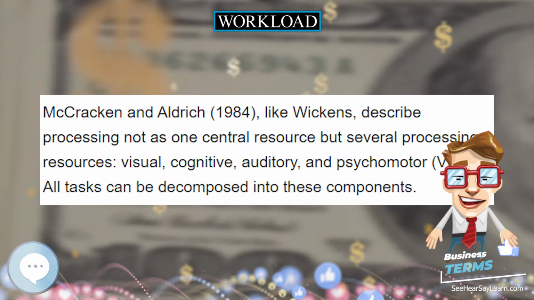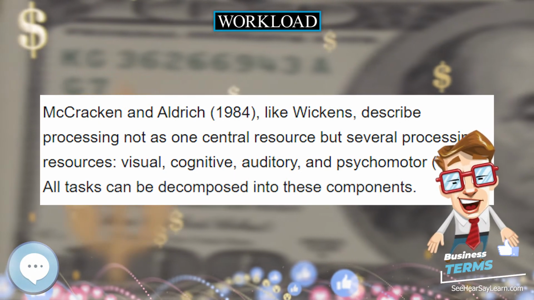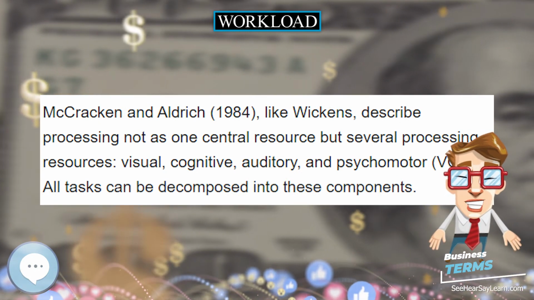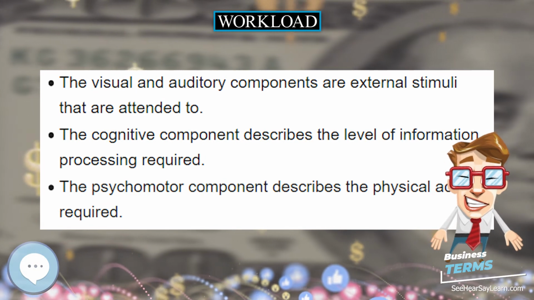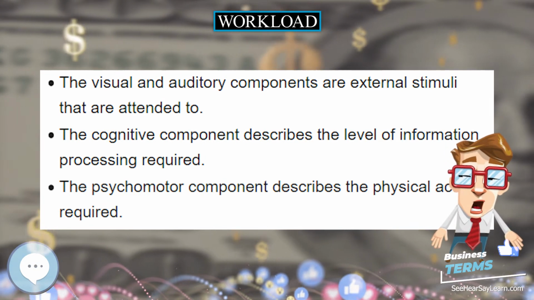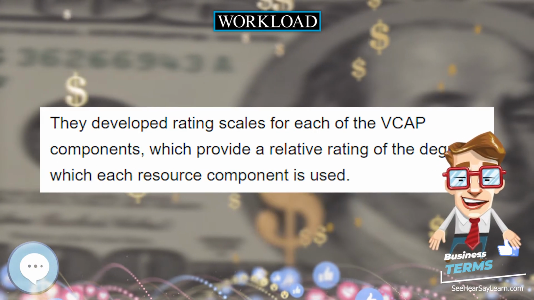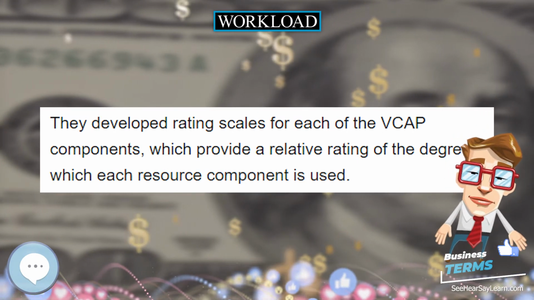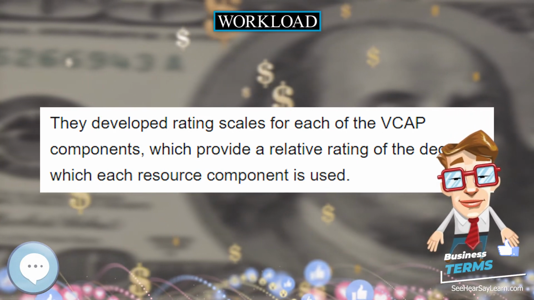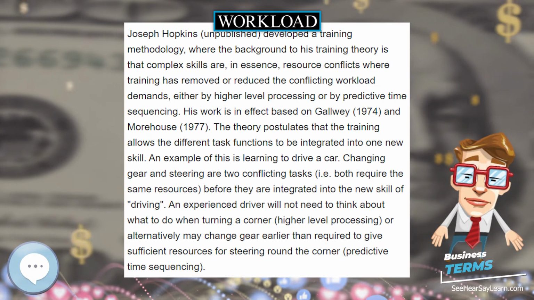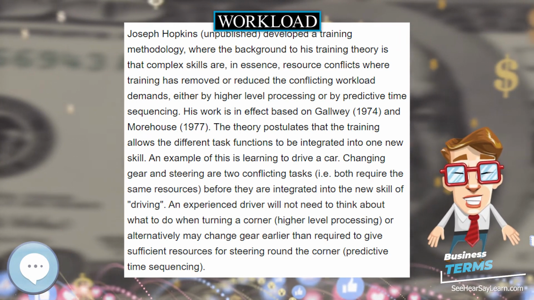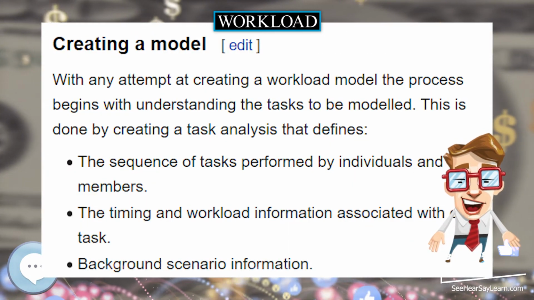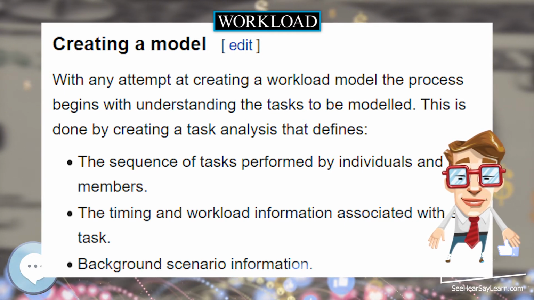Changing gear and steering are two conflicting tasks, i.e. both require the same resources, before they are integrated into the new skill of driving. An experienced driver will not need to think about what to do when turning a corner, higher level processing, or alternatively may change gear earlier than required to give sufficient resources for steering round the corner, predictive time sequencing.